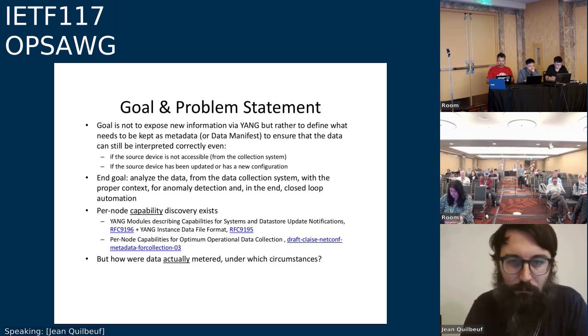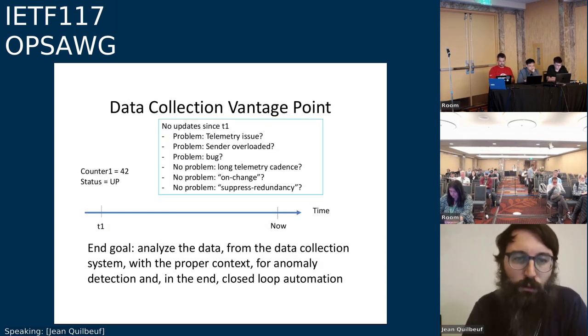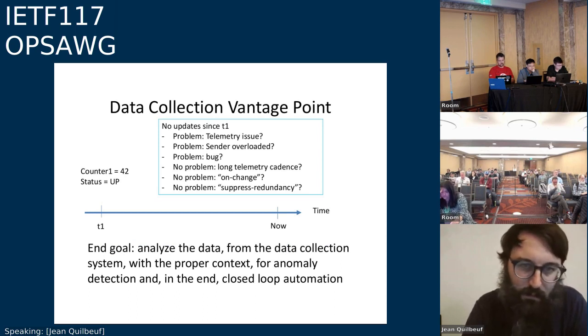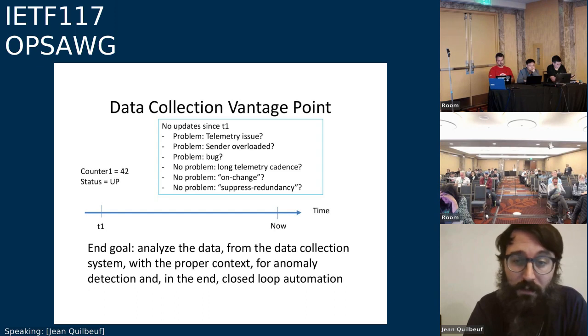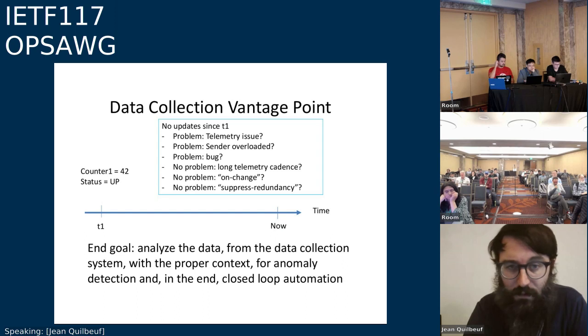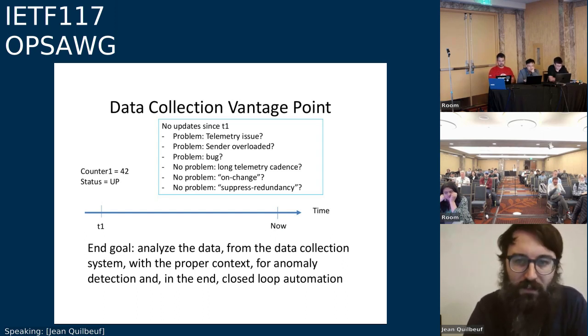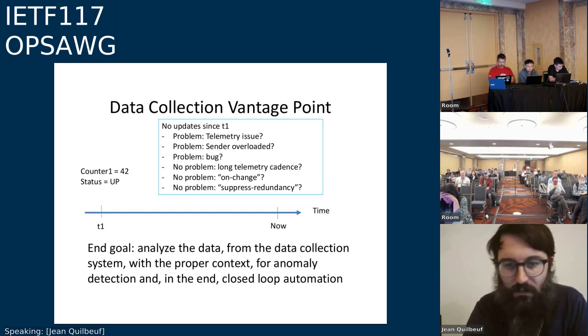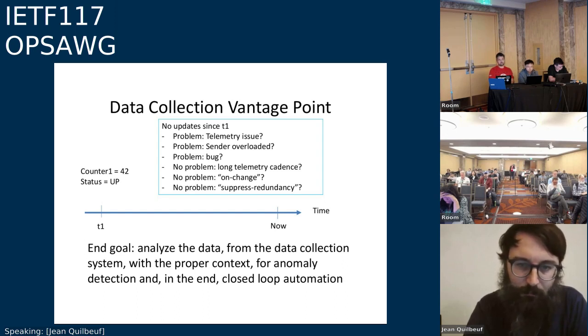Next slide, please. So to express a little bit more clearly what we mean: if we see, for instance, a counter that has value 42 or a status that is up, and then we don't receive anything, is it because there was a problem with the telemetry? Is it because the period is really long? Is it because it's actually an unchanged telemetry? Is it because there was a bug on the device? We want to be able to retrieve that from the data manifest.